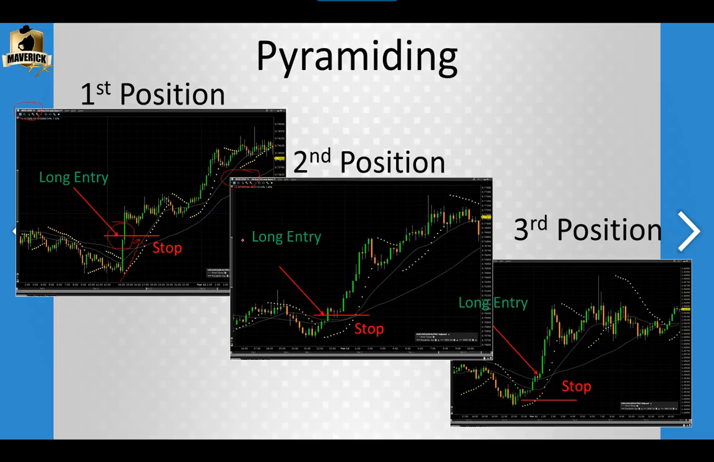And then you could even take a third position. Once you're able to move up your stop to break even on this one, take another one. Take euro dollar. So basically now you're 3 times short the dollar, but your stops on the first two are break even.